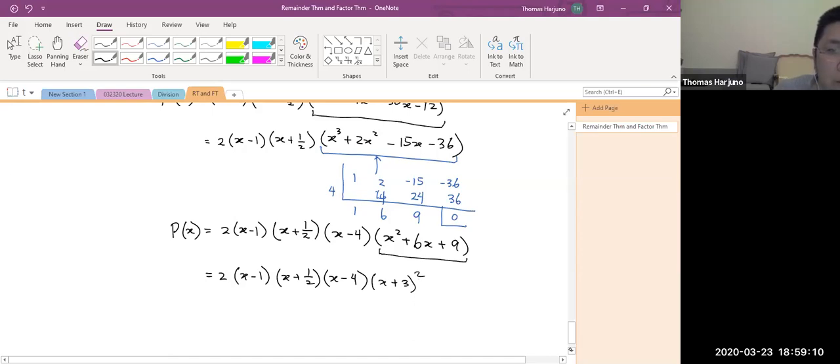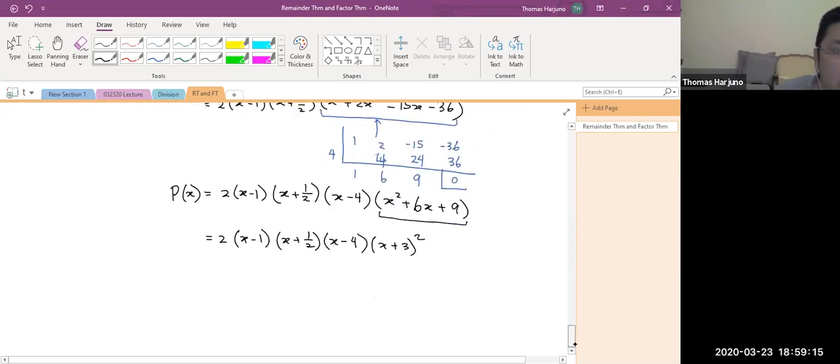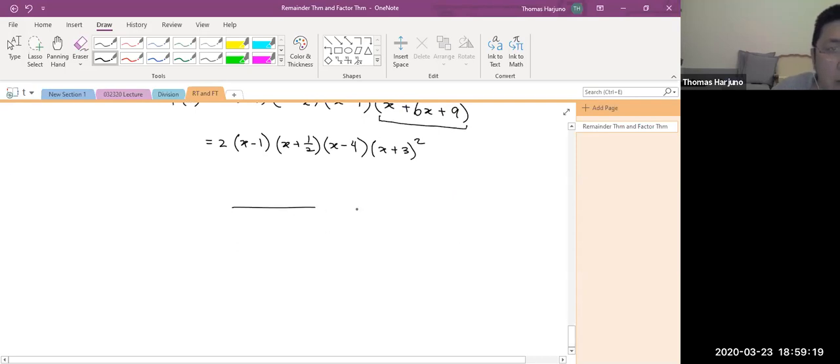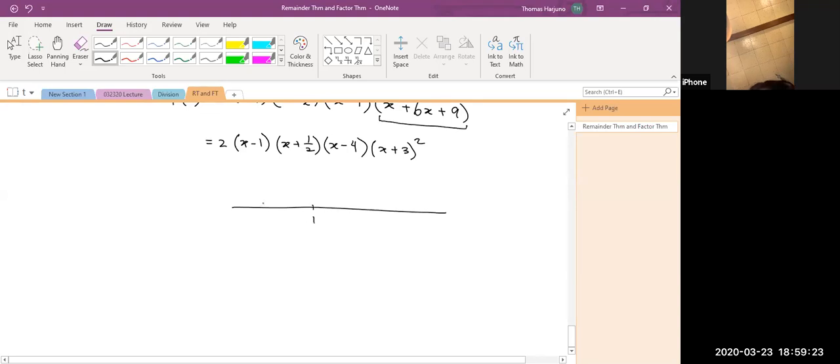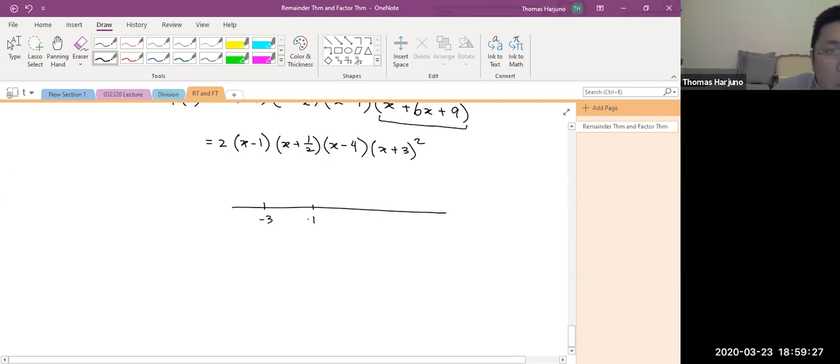Okay, so yes. Notice that once we fully factor this polynomial, I can graph that already. Let's do the sign graph. So the zeros are 1, negative 3, negative 1 half. Let me change this to negative 1 half, 1, and then 4. It's degree of 5, so n is 5, and the leading coefficient is positive 2. So it will be from negative infinity on the far left, and positive infinity on the far right. Agree? Yes. And all these zeros basically give us critical numbers.